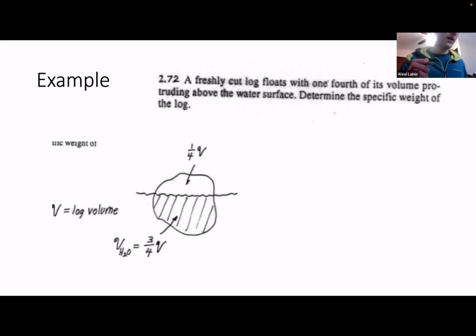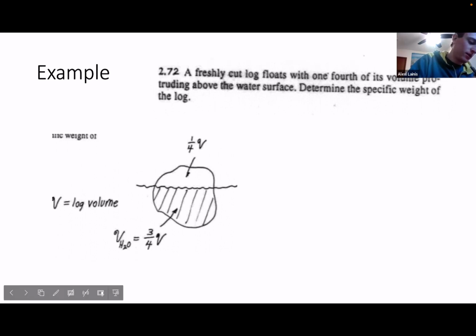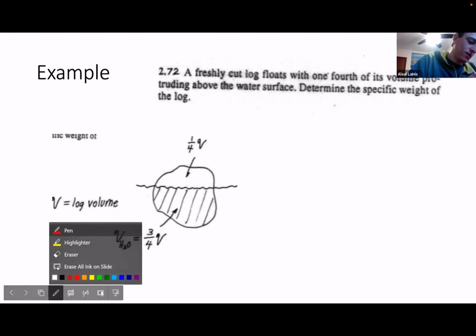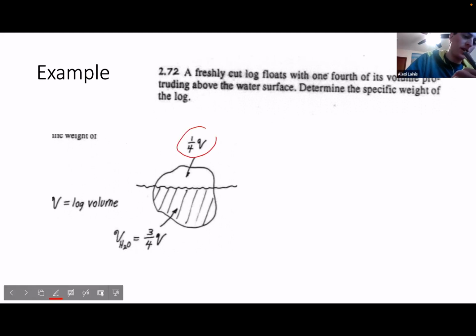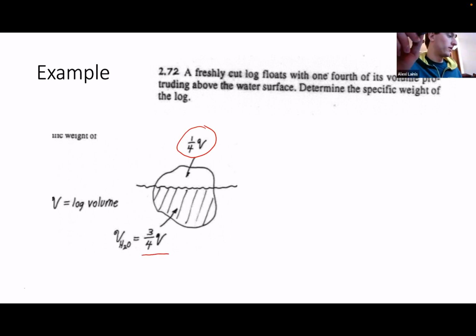All right. So now we're going to do an example as if the log has floated to the surface, but we don't actually know its specific weight. That's the goal of this problem, to figure out the specific weight of the log. However, we know how much it's floating on the surface. We know that 1/4 of the log is above the surface, and 3/4 of the log is below the surface.